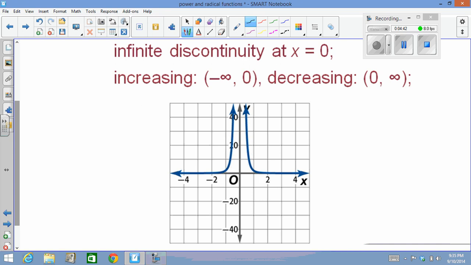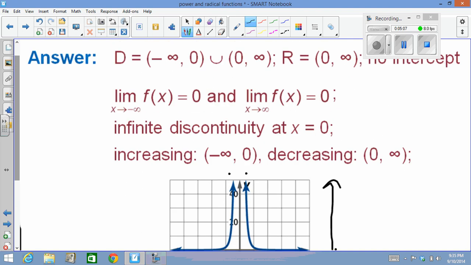I can see that my range is going to be anything greater than 0, so between 0 and positive infinity. I can see that there is an infinite discontinuity when x equals 0. I can see that it's going up, so it's increasing between negative infinity and 0, and it's decreasing between 0 and positive infinity.